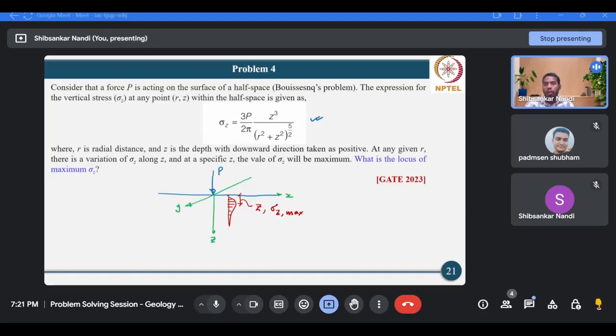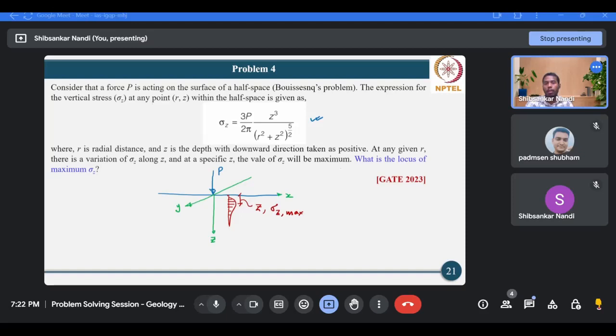Now what we have to do in this problem? We have to determine the locus of the maximum sigma z, that is, how this z value varies with the value of r. If we propose a relationship between r and z, then based on that equation, for a given r, we can say at this depth your vertical stress will be maximum. Are you getting my point?